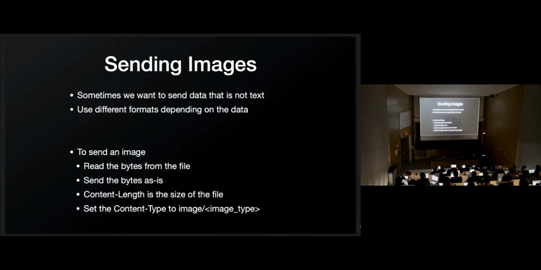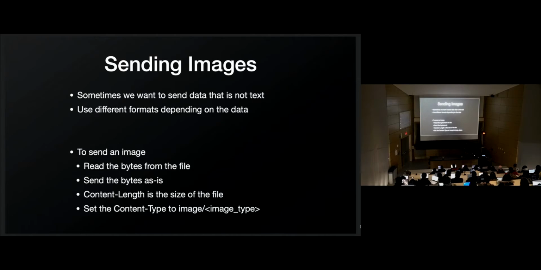So for an image, we're going to read the image from a file. That file is a bunch of bytes. And that's the body of our HTTP response. That's it. Don't overthink files. Just read the file and send those bytes. That's it. The file for an image is already encoded, in our case, using the JPEG encoding.